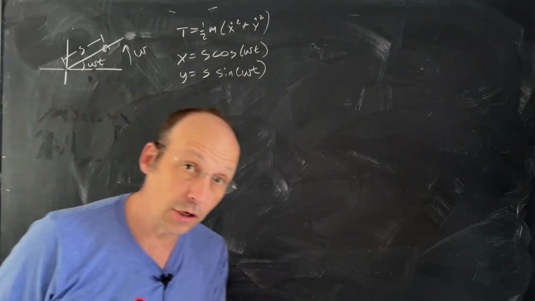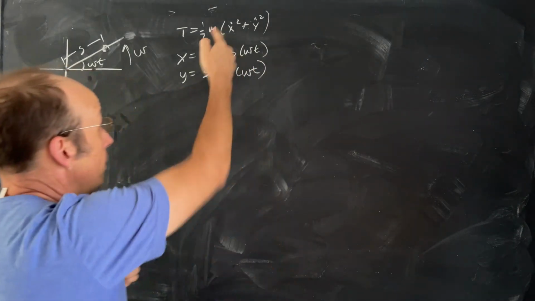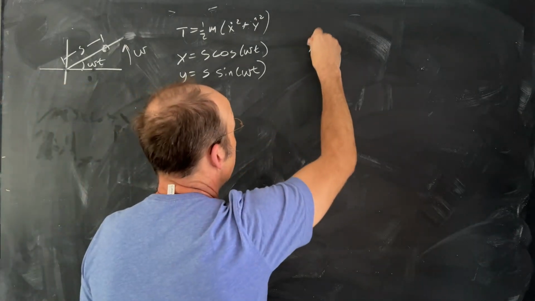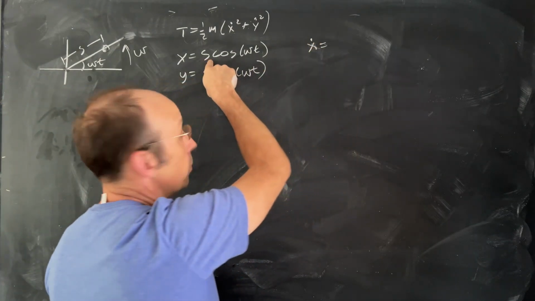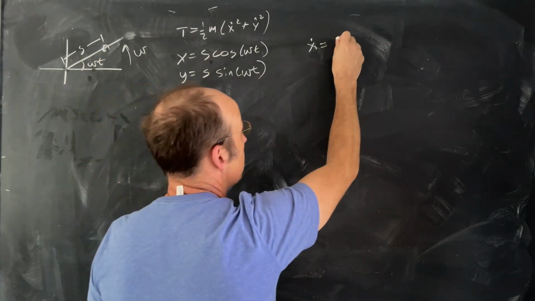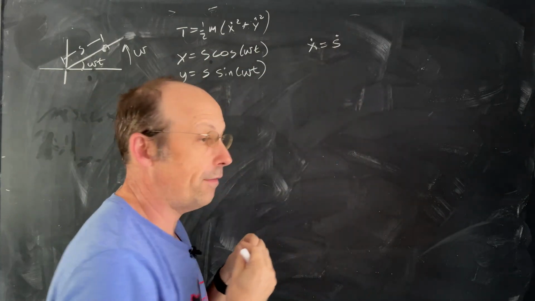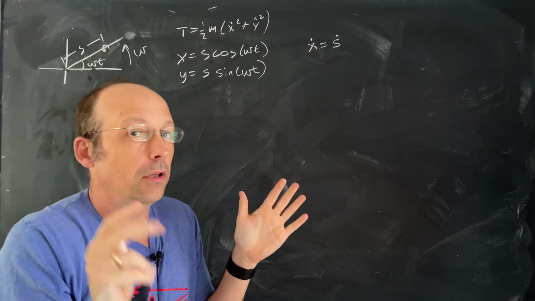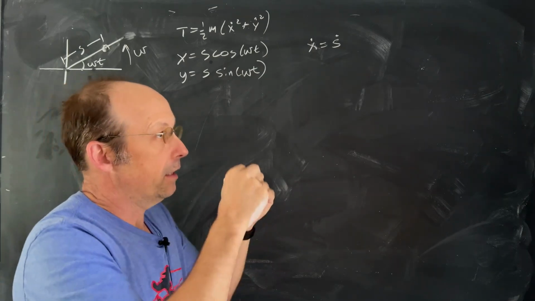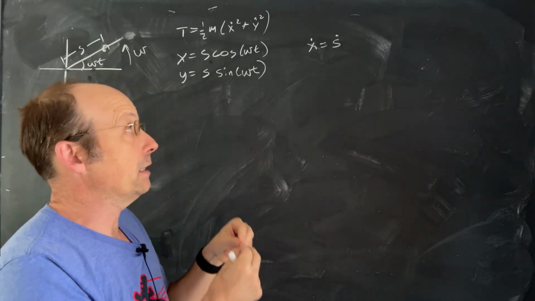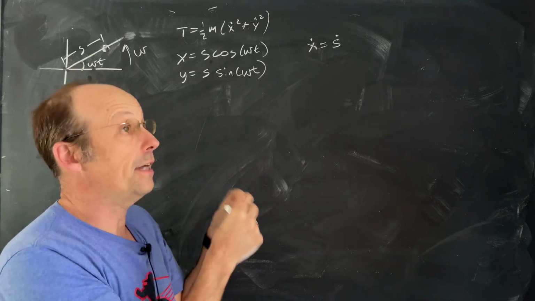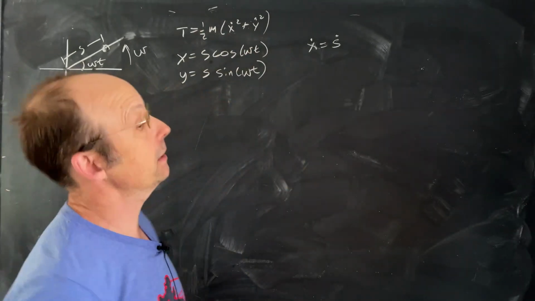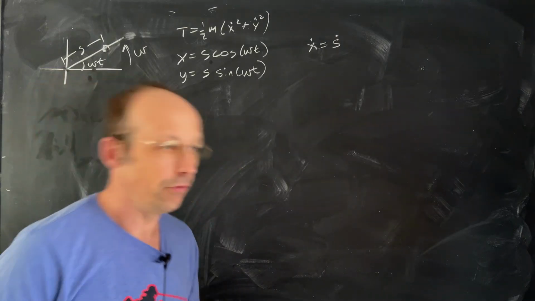Now I can take the derivatives and square them and plug them into the kinetic energy term. So let's take the derivatives. X dot is going to be equal to the derivative of s. And again, if you haven't been following along, this is part of a playlist, and the whole playlist is down below. We write time derivatives with the dot notation. So a dot means the first derivative with respect to time. A second dot means the second derivative with respect to time. Okay.